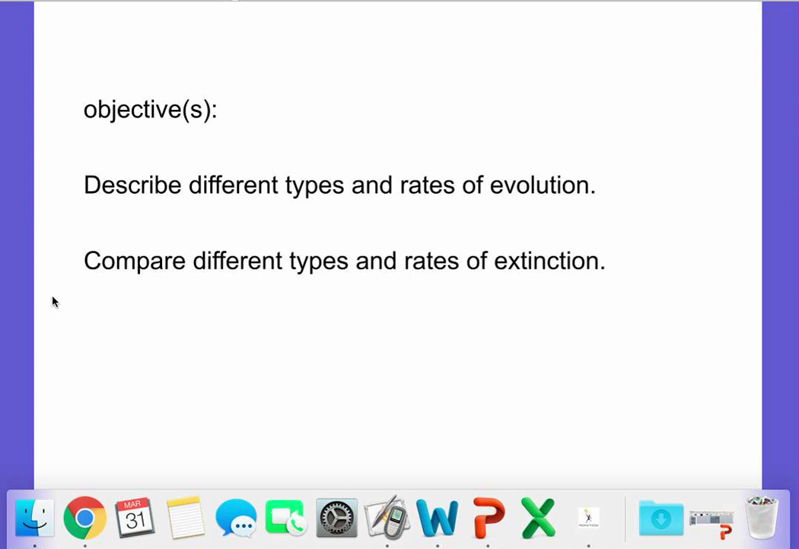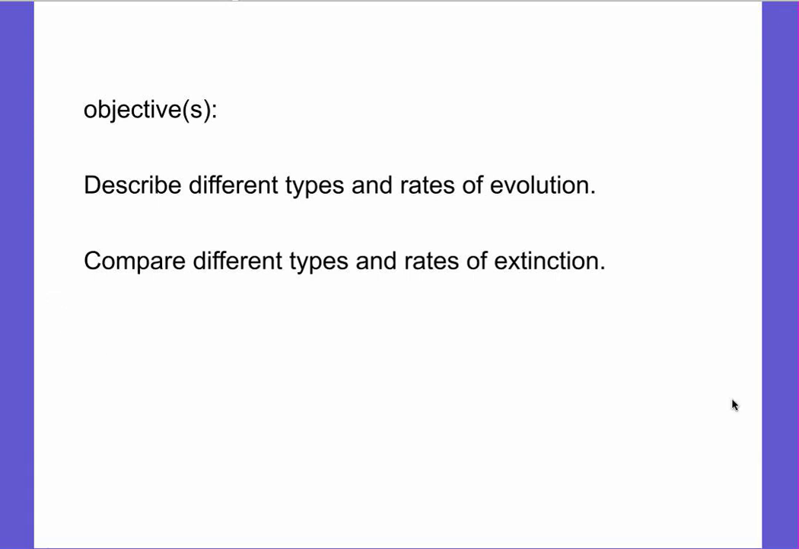All right, so our objectives for this section. We're going to talk about different types and rates of evolution. We're going to compare different types and rates of extinction. It seems like rates of extinction and rates of evolution don't really go together. In fact, they're kind of opposites of each other.